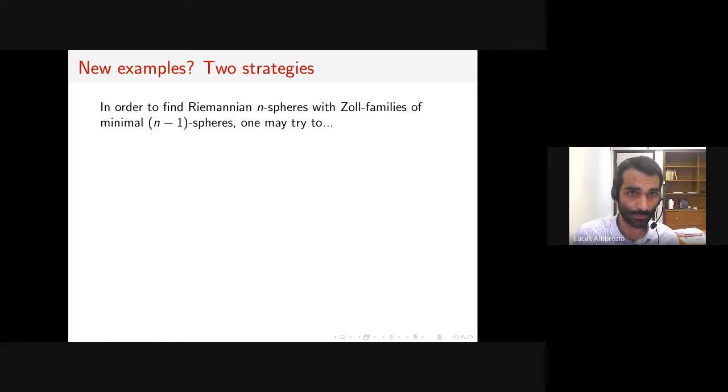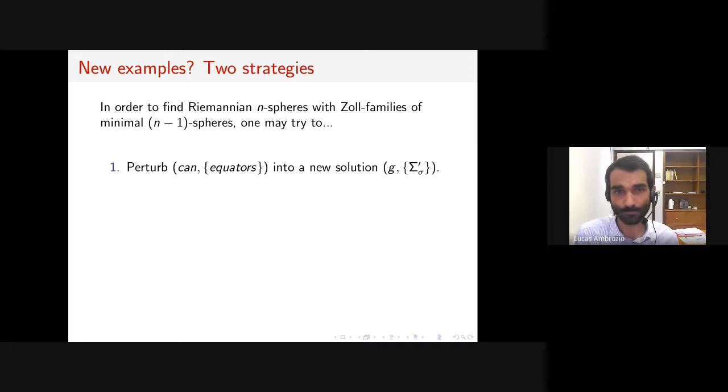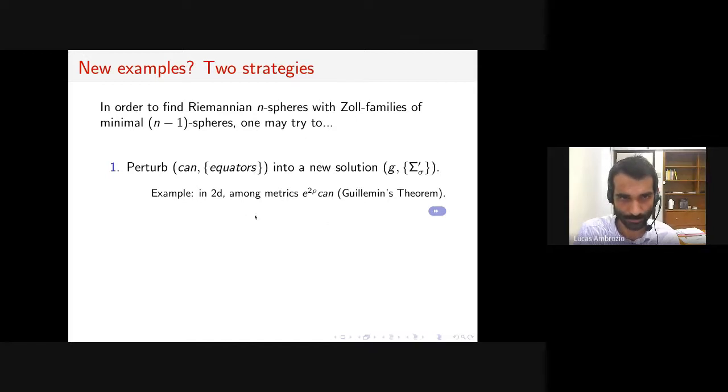Anyway, so now let me tell you what I did with André and Fernando. Basically, we tried to find new examples of Zoll metrics in all dimensions. And there were two strategies that looked reasonable for us from the beginning. The first strategy would be to start from a Zoll metric that we know of, namely the pair canonical metric with family of equators, and perturb it into a new solution, g, and maybe a new family, sigma prime. And we were confident that this strategy could work because in two dimensions, there was a precedent. So Funk's theorem about Zoll metrics on S2 does exactly this kind of perturbation, okay?